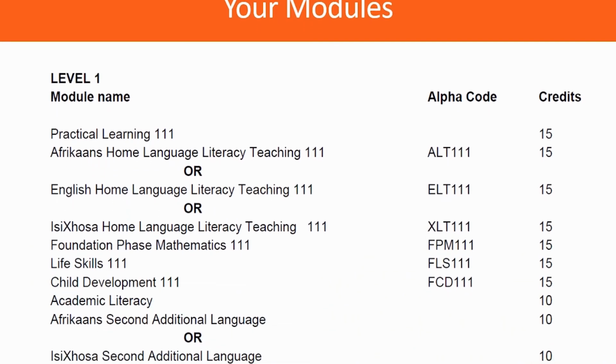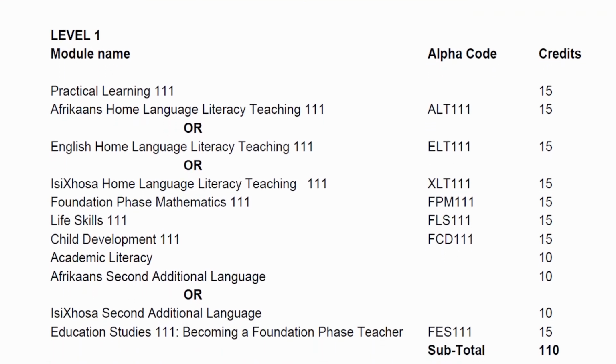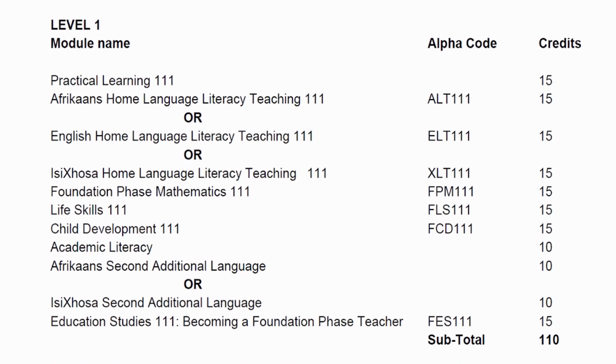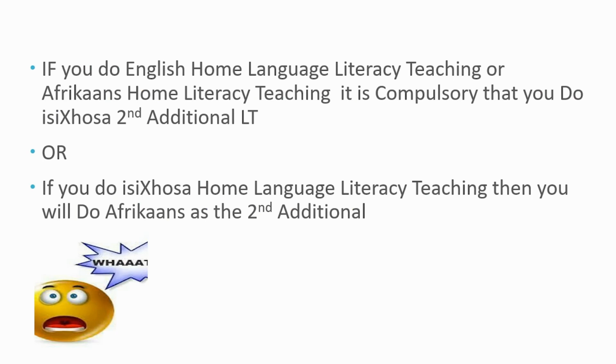I will be talking about the choices that you have in literacy teaching in the foundation phase. If you do English as your home language in literacy teaching, or you do Afrikaans as your home language, then you will have to do isiXhosa as your second additional language. But if you do isiXhosa as your home language in literacy teaching, then you will do Afrikaans as your second additional language. There are benefits to that.